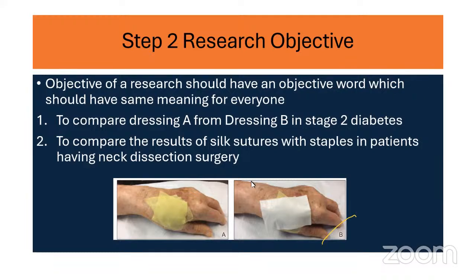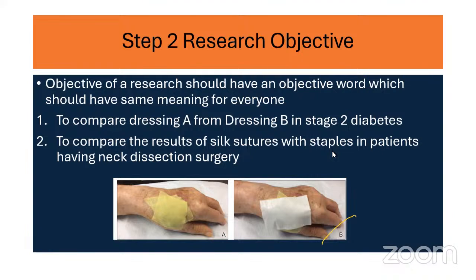So we have to define them to compare A versus B. Let's see, there is a statement: to compare the results of silk suture. So our objectives are clear here. I hope most of you understand the word sutures. The silk suture is what we use on skin, and we can also use staples. Staples are a very useful thing. In patients having neck dissection, which we do to remove tumors or cancer in the neck, we open it up and give a big incision. So we make two groups, and we can compare silk sutures with staples.